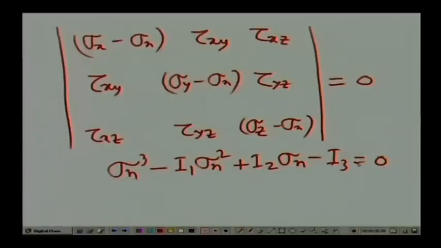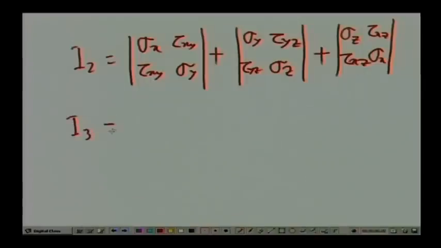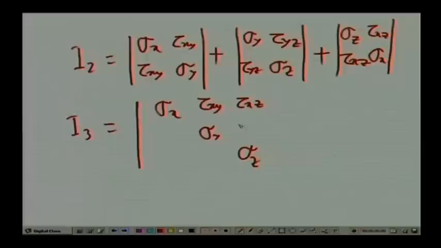Where the values of I 1, I 2, I 3 are: I 1 is equal to sigma x plus sigma y plus sigma z. I 2 will be equal to the determinant of sigma x, tau xy, tau xy, sigma y, plus sigma y, tau yz, tau yz, sigma z, plus sigma x, tau xz, tau xz, sigma z. And I 3 is going to be equal to the determinant with rows sigma x, tau xy, tau xz; tau xy, sigma y, tau yz; tau xz, tau yz, sigma z, being symmetrical. So, these are the three coefficients I 1, I 2 and I 3.